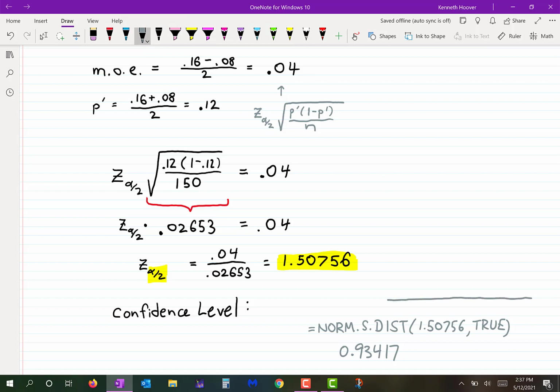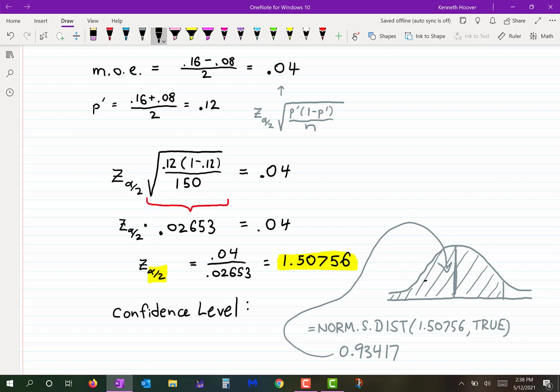Very different number, but you have to remember that when you do this in Excel, it's giving you a different area than the Z table in the book gives you. When you do this in Excel, it's giving you this whole entire area there. That is 0.93417. Now, if we break off this 0.5 that we know is over here, then that leaves here 0.43417.